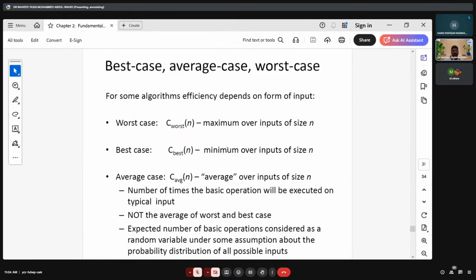Minimum is 0. Average case is here: average over inputs of size n, the number of times the basic operation will be executed on a typical input. Not the average of worst and best case. So the average does not mean the average between worst and best case divided by 2. It is the expected number of basic operations, considered as a random variable under some assumptions about the probability distribution of all possible inputs.